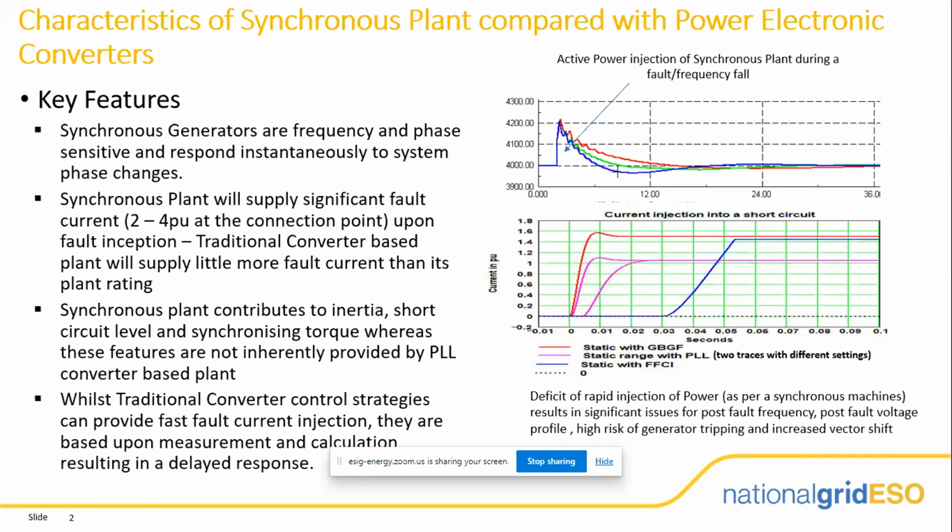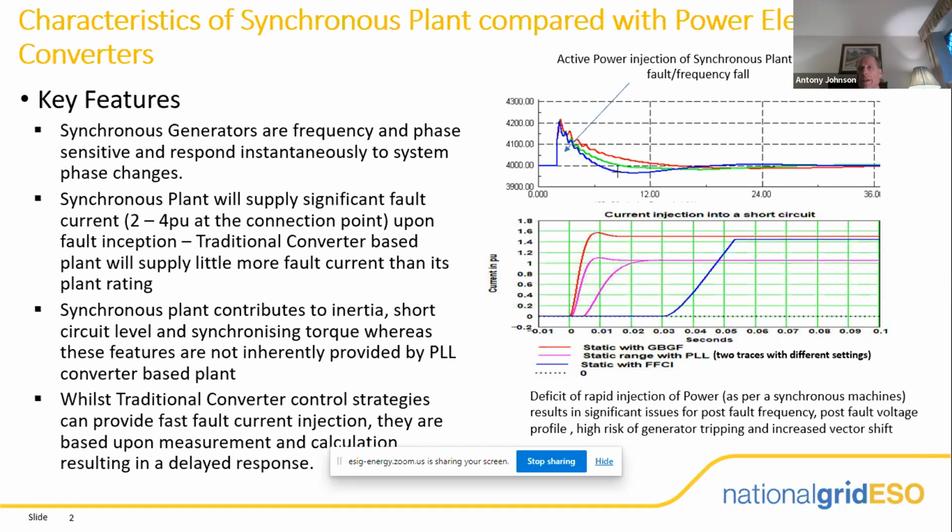The key point we're trying to derive here is how we get a converter-based plant to behave in a similar way to a synchronous machine. If you look at the top graph, this is showing a fault applied to a system comprising only of synchronous plant. And you get an instantaneous rise in active power, which is basically the phase jump power.